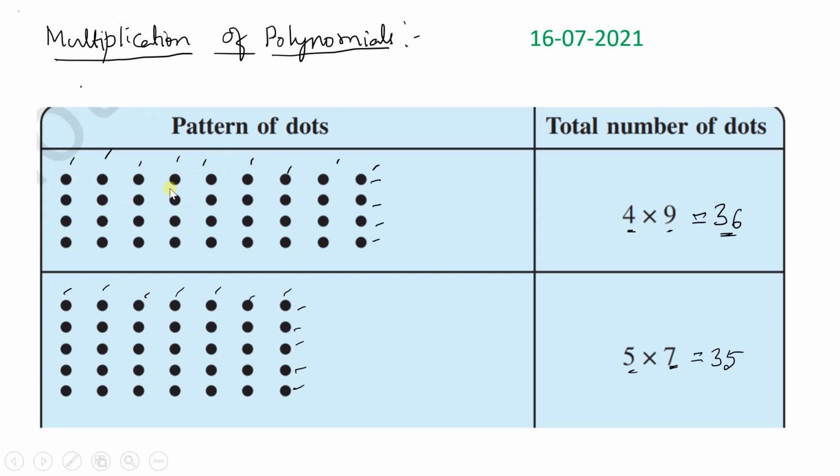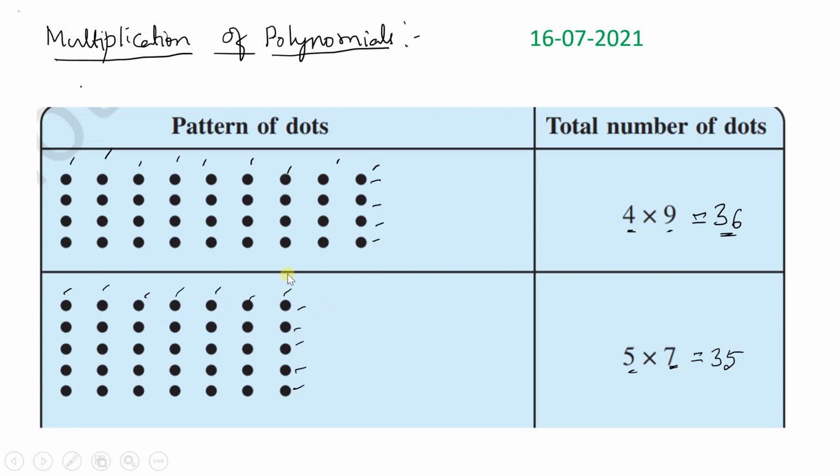Here you count the number of dots. Horizontally we have 1, 2, 3, 4, 5, 6, 7, 8, 9 dots, and there are 4 such horizontal lines. So there are 9 dots in each row and there are 4 horizontal rows. So what is the total number of dots here? We need to multiply the number of dots in a row and the number of rows. Then we will get 36. So there are 36 dots in this pattern.